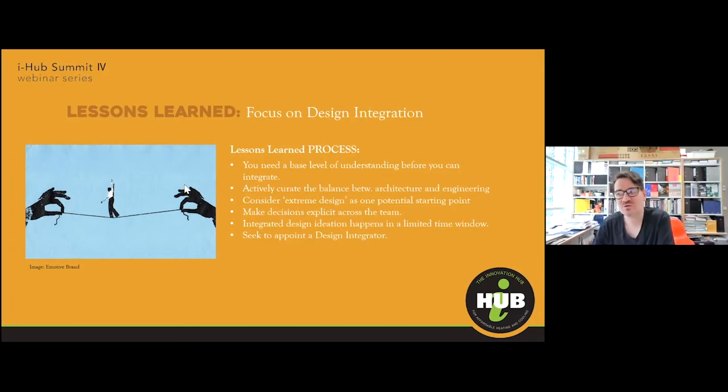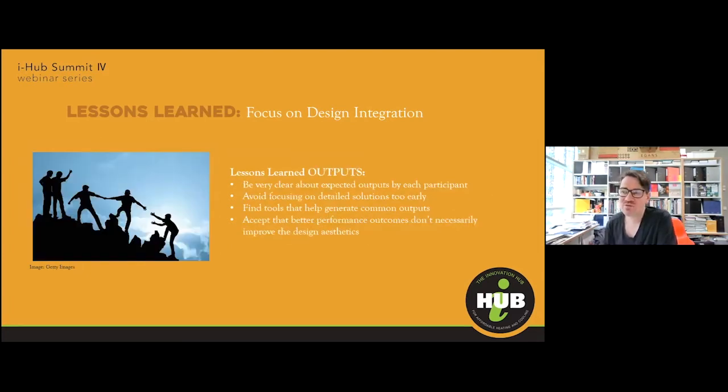In terms of the outputs, as I said, and it ties back to the briefing aspect, but it's something that needs to be carried through the entire process of a project, was being still very clear about the expected outputs from each participant, avoiding focusing on detailed solutions too early. You still really want to provide a lot of creativity and creative input and a lot of iterations of designs very early on. You don't want to shut down interesting solutions.